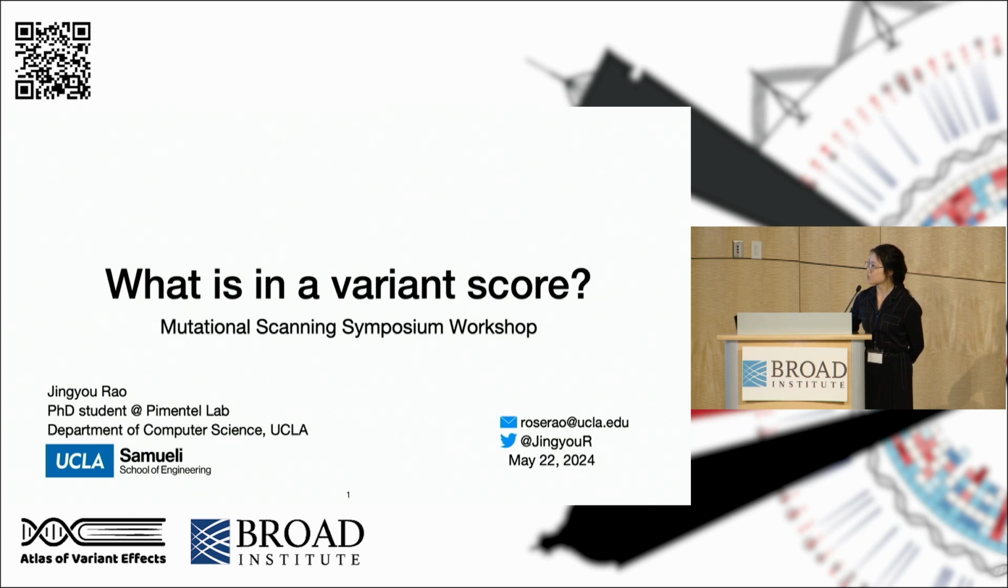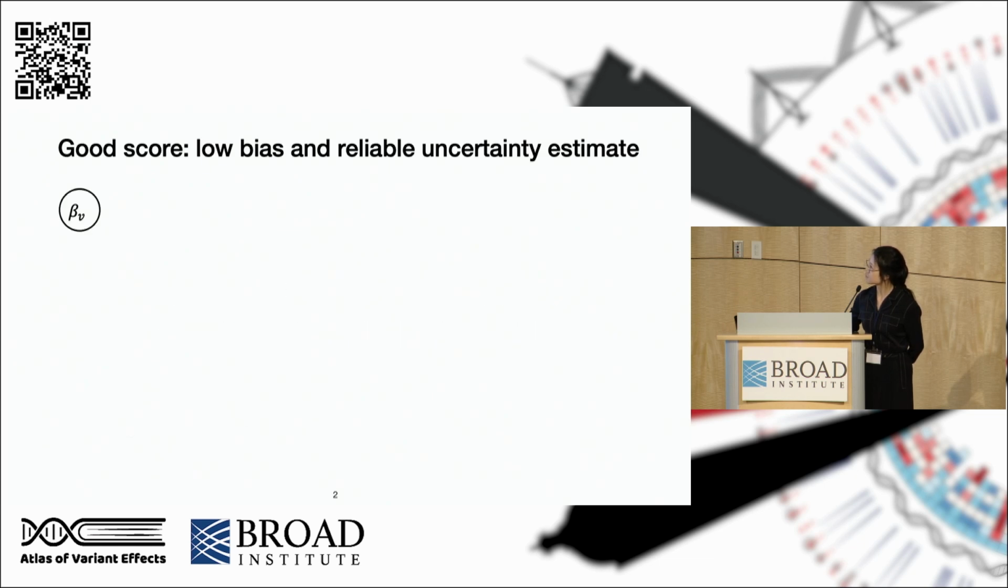Today I'm going to talk about what a variant score is, or more about what should be in a good variant score estimation. What I think would be a good score would have two properties. The first is that it should have low bias, and then it needs to have a reliable uncertainty estimate.